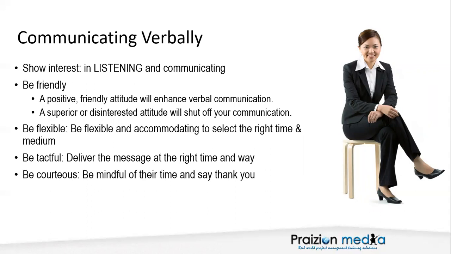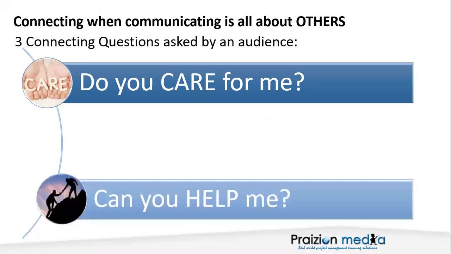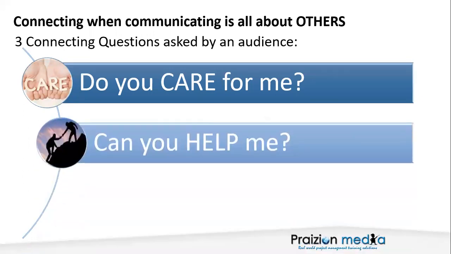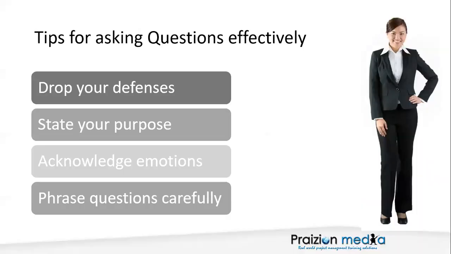So, in closing, my friends, it's important when you are communicating, when you are asking questions, to have in the back of your mind what people are thinking. They're thinking three things. One, do you care for me as you're communicating with me? Two, can you help me? And three, can I trust you? If you're able to make all these three align and you're congruent with your words, your tone of voice, your body language, if you're able to truly drop your defenses while stating your purpose and acknowledging emotions, right?